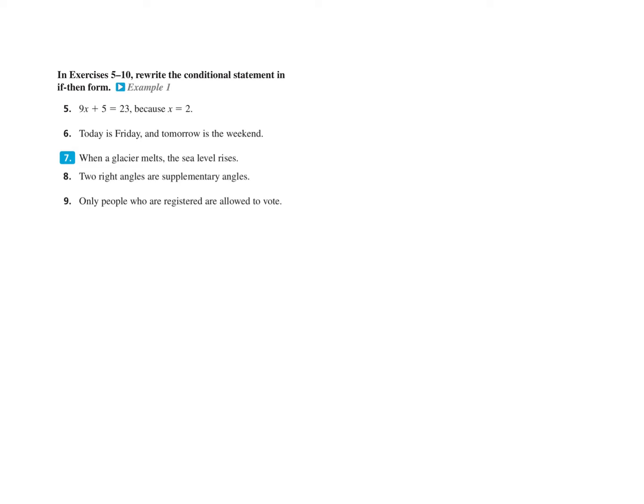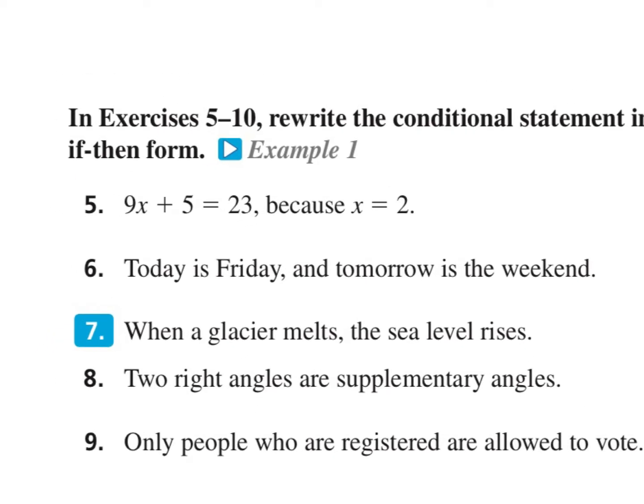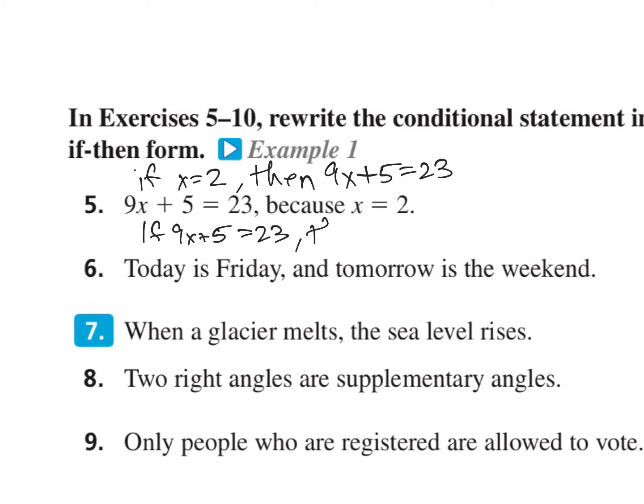And rewrite the conditional statement in the if-then form. Okay, so I'm going to go ahead and blow this up again and just kind of write above and below each thing. Let's go ahead and say number 5. It says 9x plus 5 equals 23 because x equals 2. All right, so you say, if x equals 2, then 9x plus 5 equals 23. You also could have said, if 9x plus 5 equals 23, then x equals 2, which is what most students typically do. But either one of those I would take when it's talking about algebra.